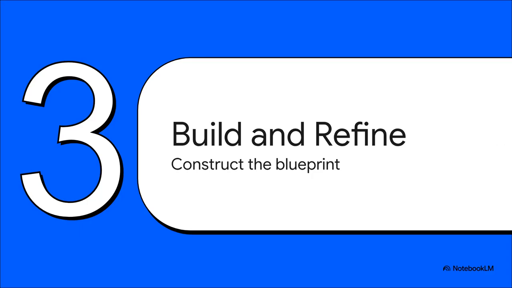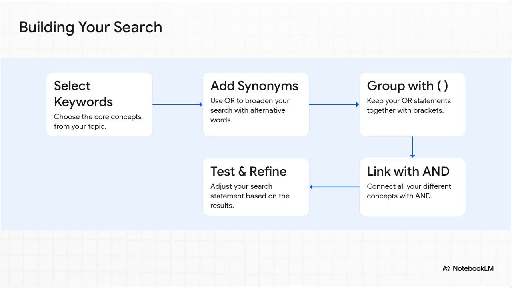Okay, so we've got our keywords, we've got our tools. Now it's time to put all of the pieces together and build our full blueprint. Let's construct a search statement that's precise, powerful, and gets us what we want. The process is actually pretty simple. First, we pick our keywords. Then, we think of any synonyms and connect them with or. Now, this is crucial. We make sure to group those synonyms inside brackets. And finally, we link all those different core concepts together with and. That's it. That's our blueprint.